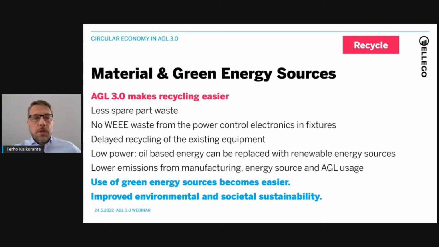And of course, less material means less emissions from the manufacturing phase, also from the operation phase and overall usage. So the bottom line is that the use of green energy sources becomes easier with the AGL 3.0. And this improves environmental and social sustainability.